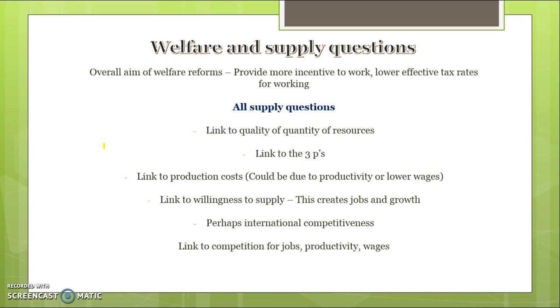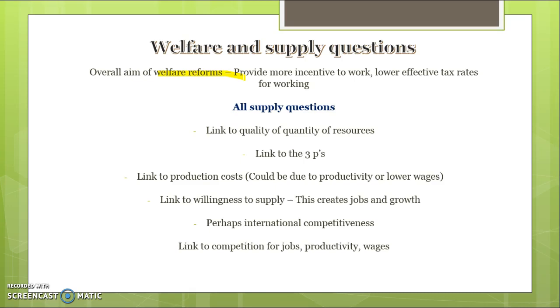Last thing for this video, welfare and supply side questions. I keep honing in on this, but you're going to get questions that have to link things to aggregate supply. And most of it's repetitive, so it's important to really nail the structure to answering these questions. So first things first, if you get a question on welfare reforms, make it clear at the start of your answer what the intention behind these reforms are.